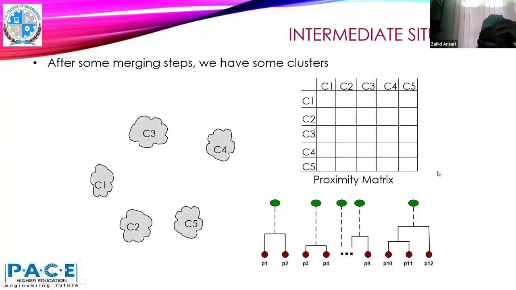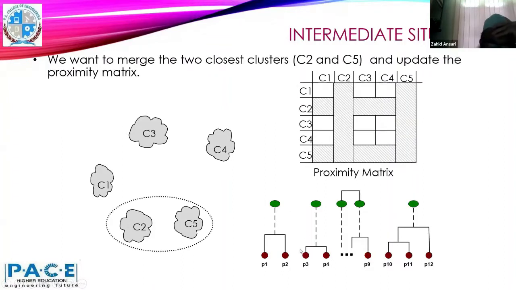Let's say we decide to merge clusters C2 and C5 because they are the closest based on some criteria. What is that criteria? That we'll see next, how to find out which is the closest. There are various criteria. So let's say C2 and C5 are the closest. In that case, from the distance matrix, there's a column for C2, a column for C5, a row for C2, a row for C5. We need to take these out, and instead add one column and one row for their union.